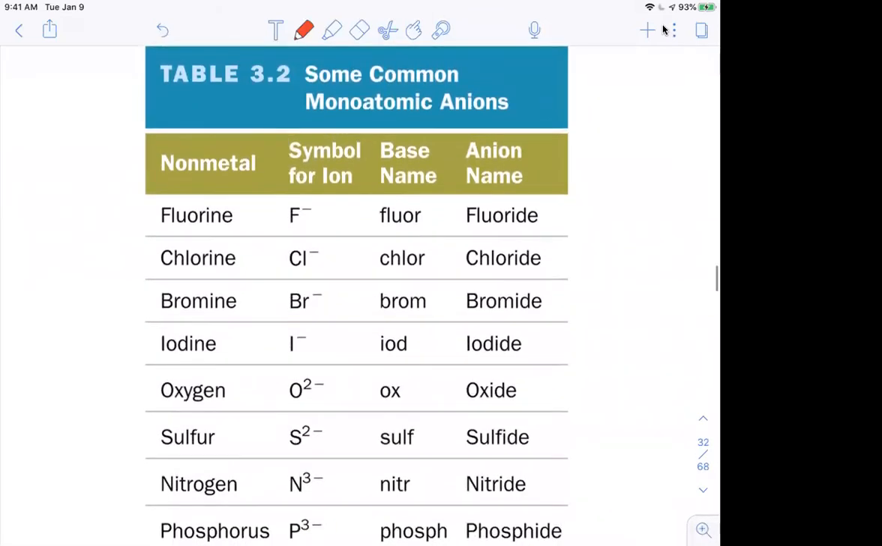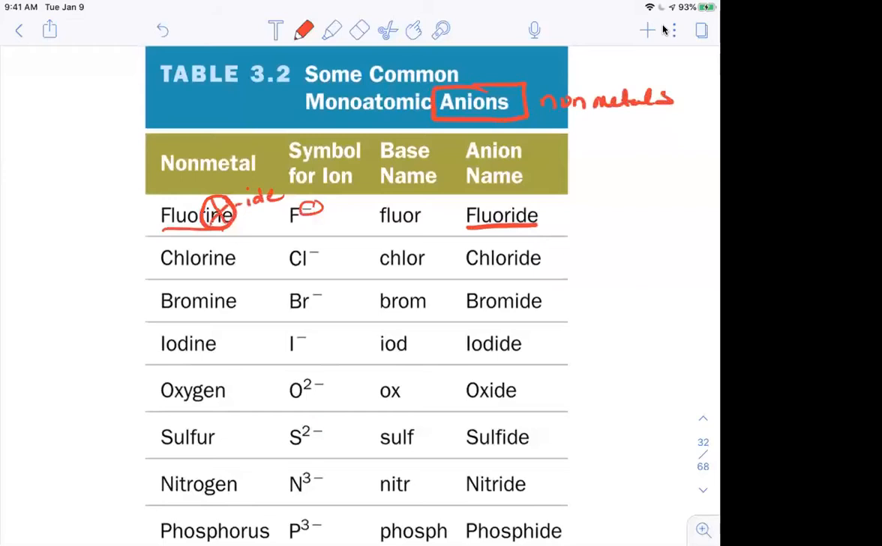Let's look at some common monoatomic anions. These are derived from nonmetals. The anions actually change their name when I use nomenclature. For example, fluorine, when it forms an F minus, is called the fluoride anion. So I take the base name of the element, I remove the suffix and replace it with -ide. So chlorine, Cl minus, goes to chloride.